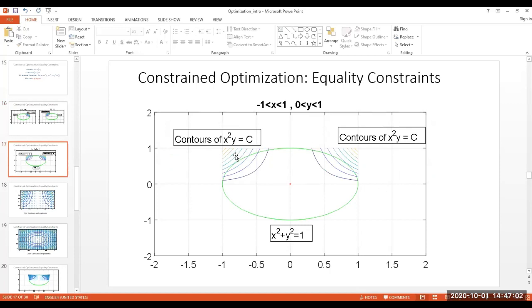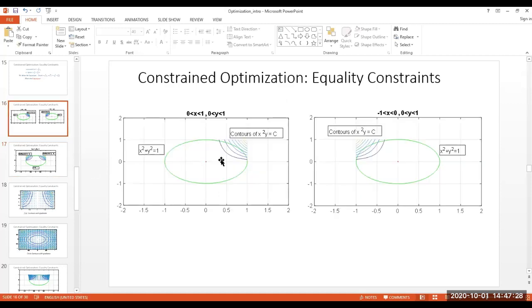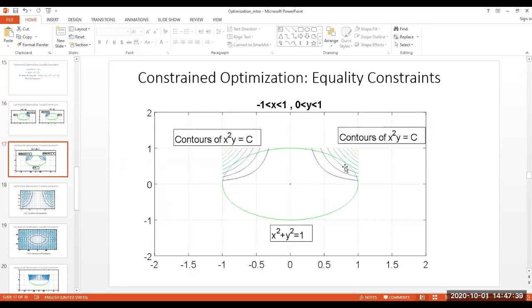And this is the next graph, where I took a larger range for x. X is now varying from -1 to +1 on the x-axis, and y is from 0 to 1. So now you have the two contours. What I have done here is simply increased the range of x, so that I can have this one and this one combined together in a single picture.